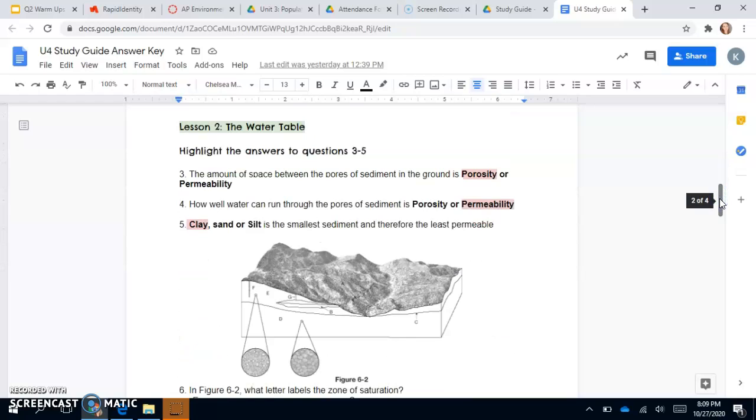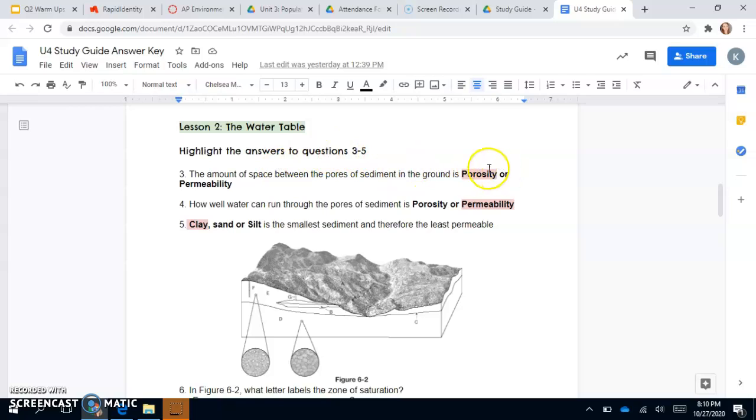So lesson two was the water table. We are highlighting the correct answers here. It says the amount of space between the pores of sediment in the ground is porosity or permeability. So here it's going to be porosity. Remember, porosity is just how much space is in between the sediments that are in the ground. So the more space between the sediments, the more porous it is, and the less space, the least porous.